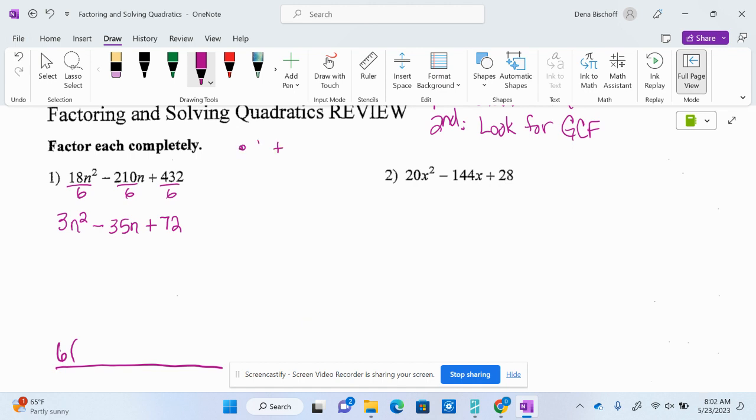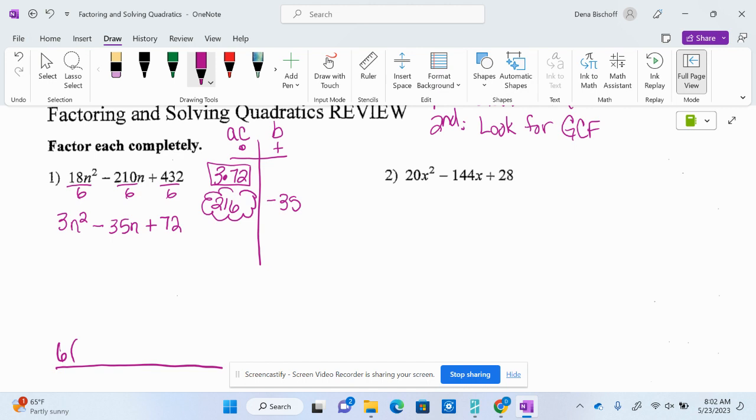So now I need to look at making a times-plus chart. So remember, we are taking the first term times the last term, and it has to sum up to the middle term. So I have to figure out what 3 times 72 is. That's what's going right here in this blank. What number is that? Hello, you guys have calculators. 3 times 72. 216. So I need to find numbers that multiply up to 216 and add up to negative 35.